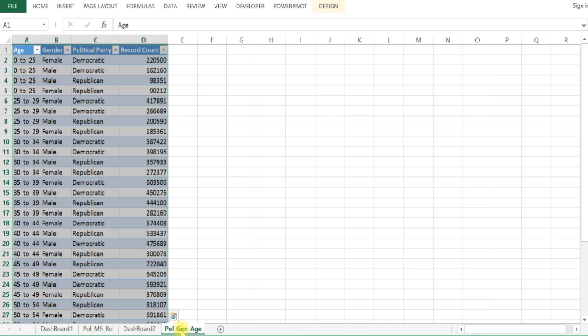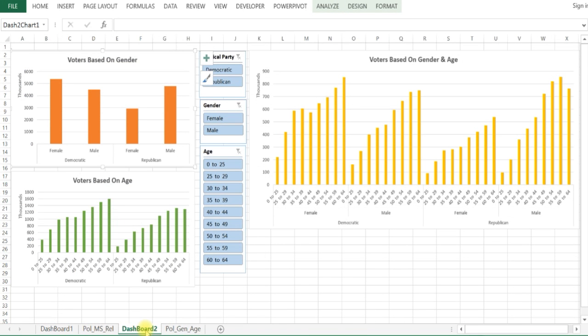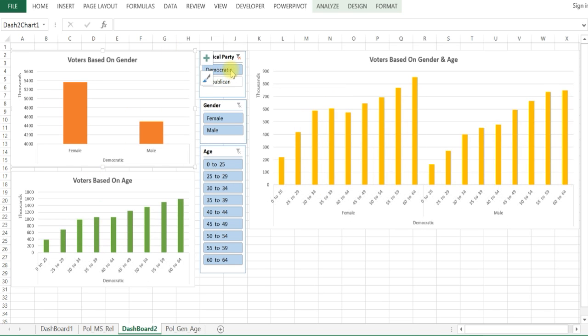This is my data for dashboard 2. In dashboard 2, I also have three charts, and chart 1 is based on gender, the voters based on gender. Chart 2, the voters are based on age, and chart 3 is a combination of these two charts. And from chart 1, I could tell that Democrats have more female voters and Republicans have more male voters. I could click on the slicers and all three graphs would change.